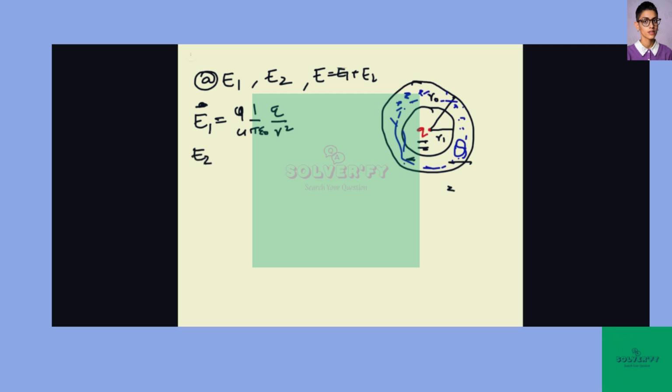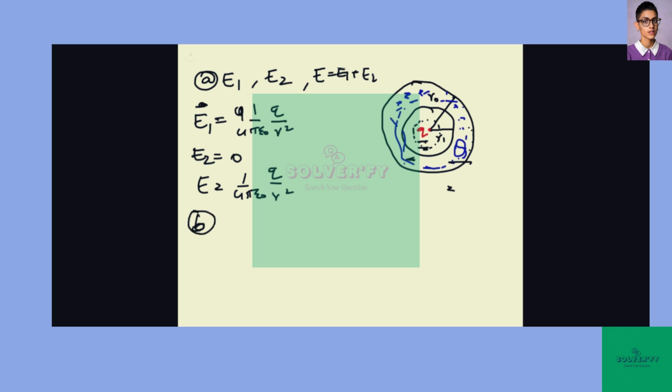Now, inside this spherical shell, if you consider a Gaussian surface, you will see that there is no charge enclosed because of the charge distribution in the shell. So the charge due to this capital Q will simply be 0. The field due to capital Q will be 0. Hence, the electric field is simply 1 by 4 pi epsilon naught q by r squared.